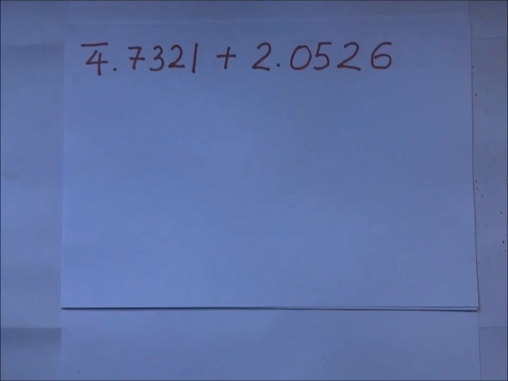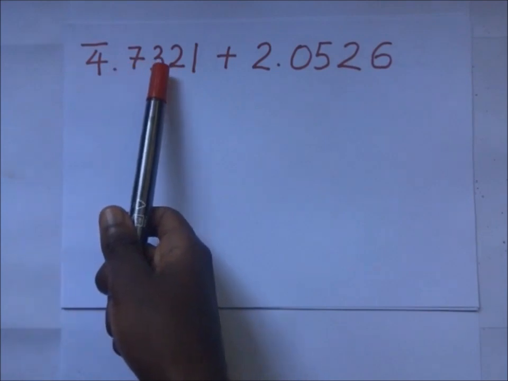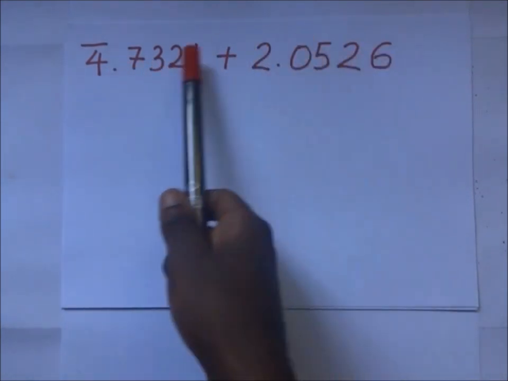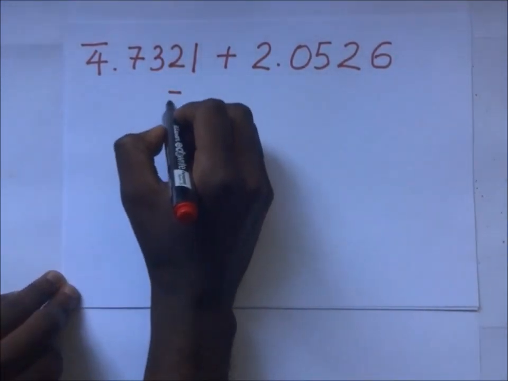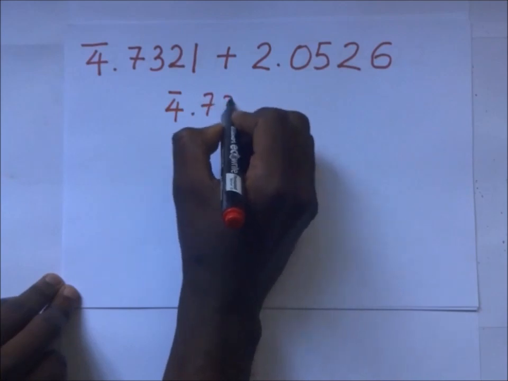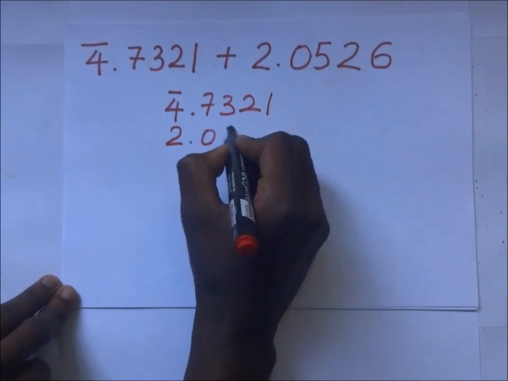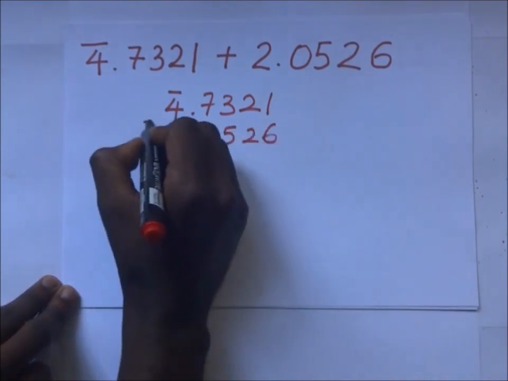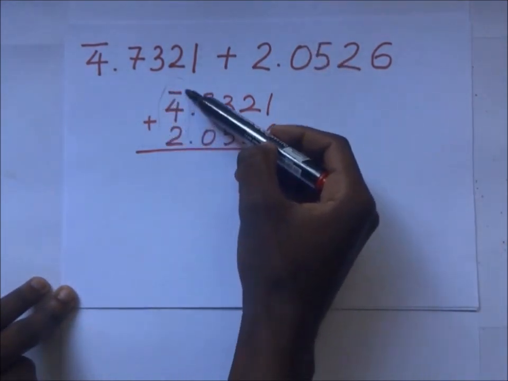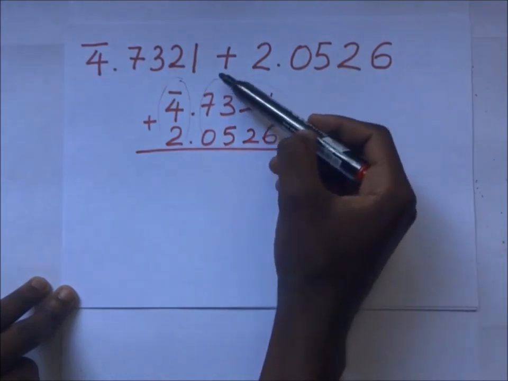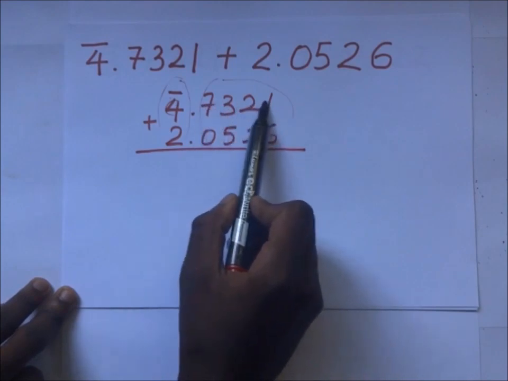Let's look at this example. This is a logarithm with a characteristic 4 bar 0.7321, and this 6 bar 0.2... and we are being asked to add them. So how do we add these? It's simple. We add 0.7321 to this, and it becomes 2.0526. When you add those two, you're going to add the Mantissa separately from the characteristic. So this negative only affects this characteristic. It does not affect the rest of these. So these ones are not taken as negatives.